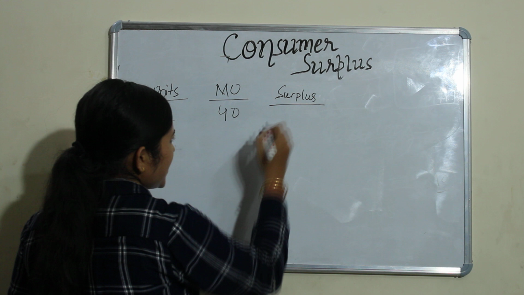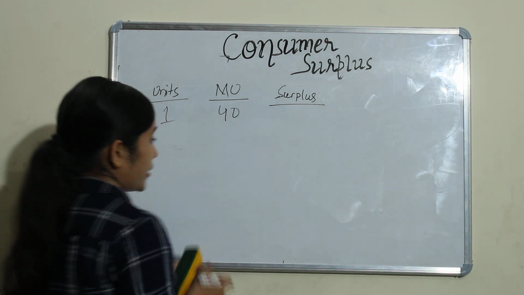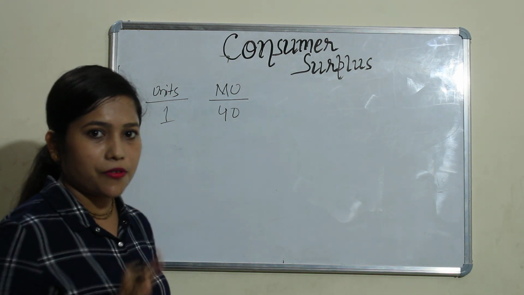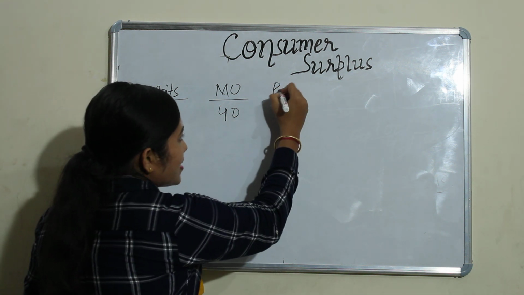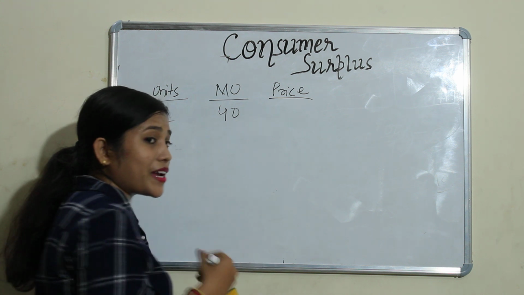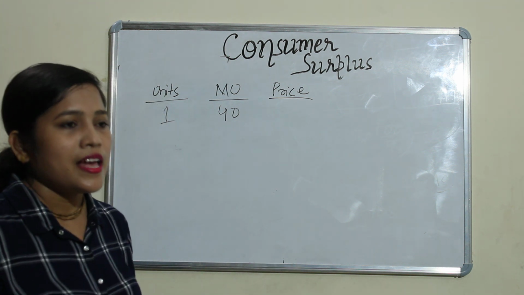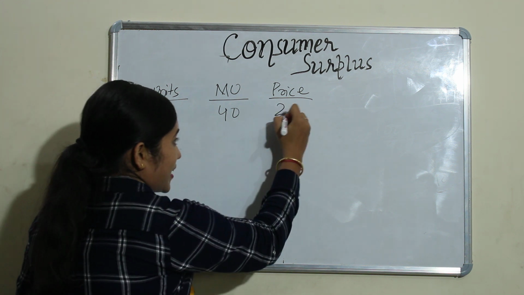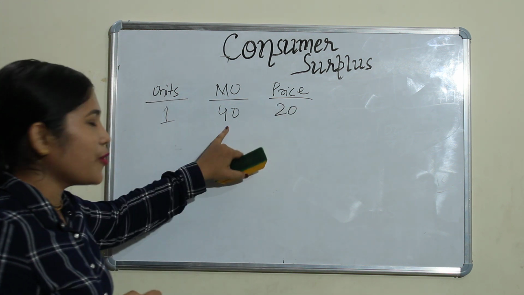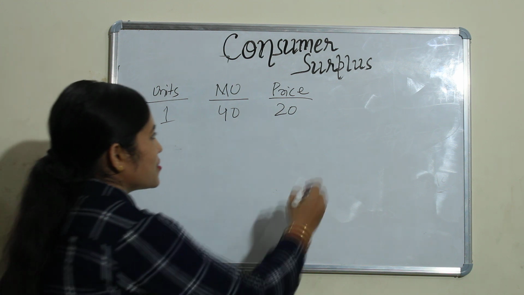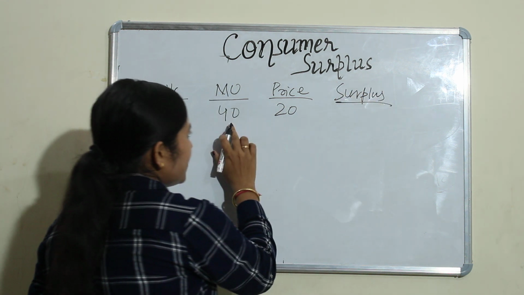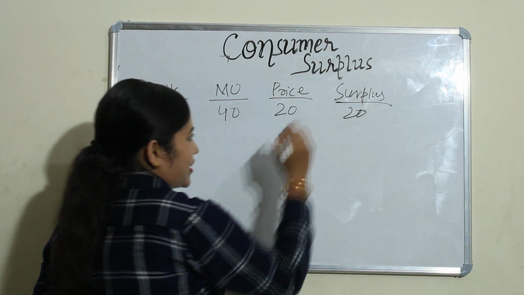So for 1 unit, 1 glass of lemon water, in your mind you have thought of giving 40. Okay. Next, your surplus. Before surplus, what happened next? You have thought of giving 40 rupees. And you have asked that vendor what is the price of that glass of lemon water, and he replied only 20 rupees. Okay. The market price is 20 rupees, but you have thought of giving 40 rupees. So what is your surplus now? 40 minus 20, that is 20.